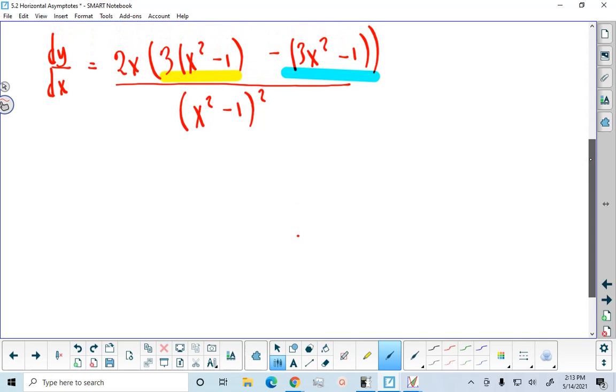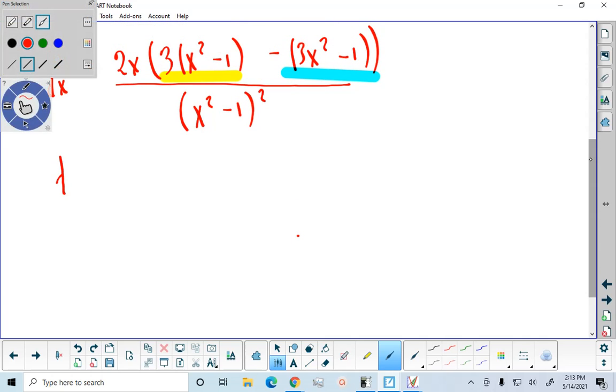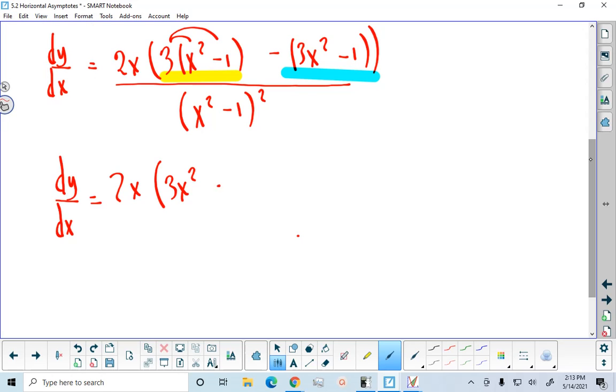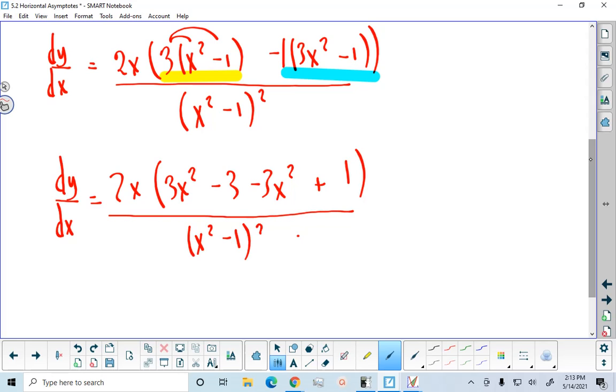I'm really tempted to kind of simplify that leftover stuff on the side, but I also know that that's where I'm liable to make a mistake. So when I FOIL this, well, FOIL's the wrong word, but when I take 3 times x squared minus 1, I get 3x squared minus 3. And then I have, be careful here, I have minus 3x squared plus 1. This is over x squared minus 1, quantity squared.